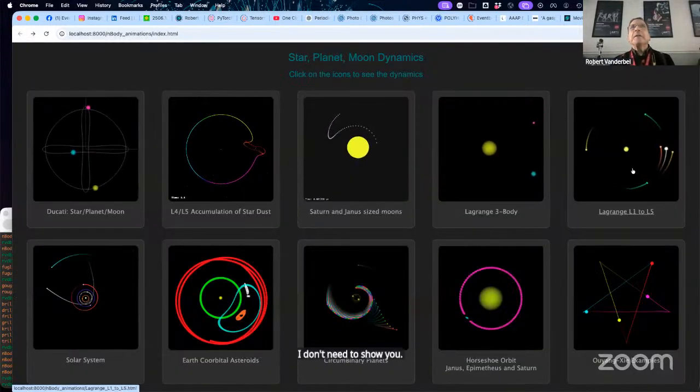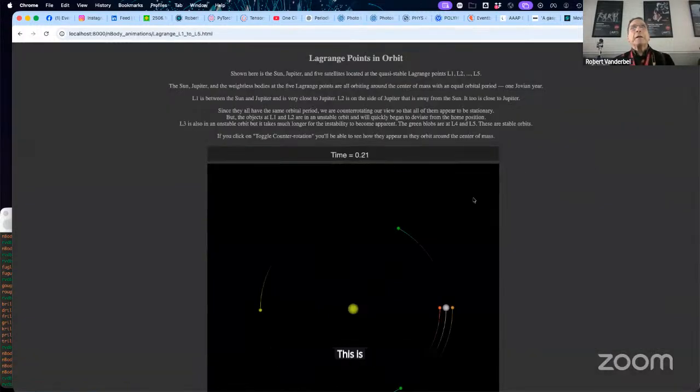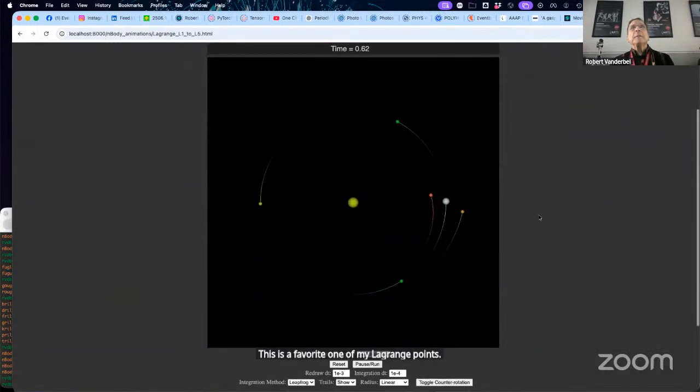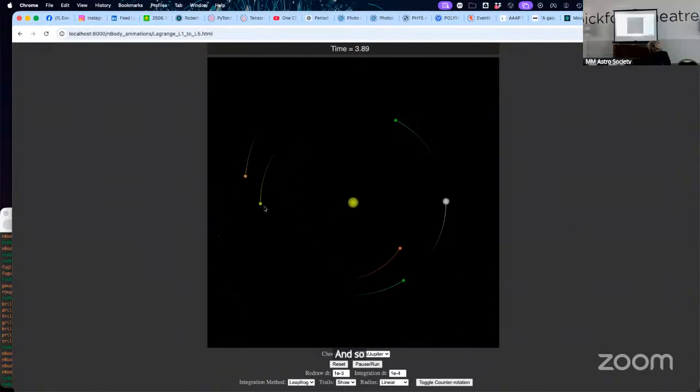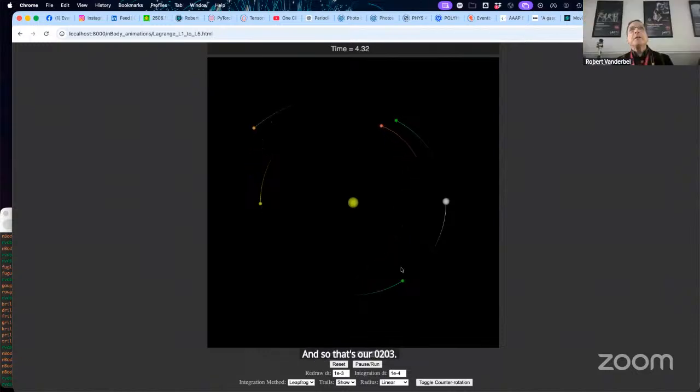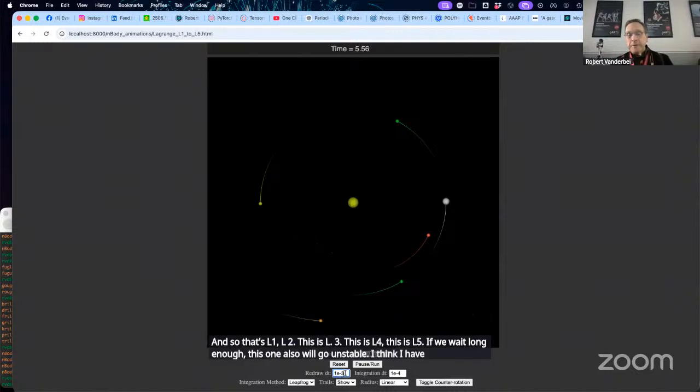Well, this is a favorite one of my Lagrange points. Boom. Those are L1 and L2. Those are periodic orbits, but they're unstable, and they go unstable quickly, as we just saw. And so that's L1, L2, this is L3, this is L4, this is L5. If we wait long enough, this one also will go unstable. I think I have to speed it up to do that.